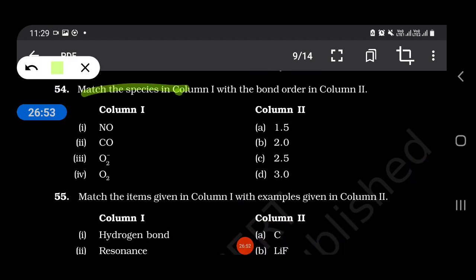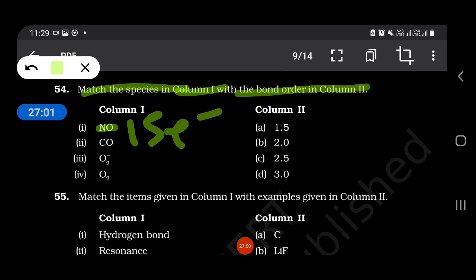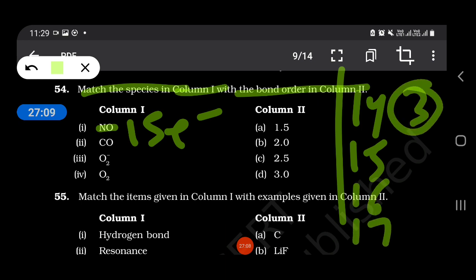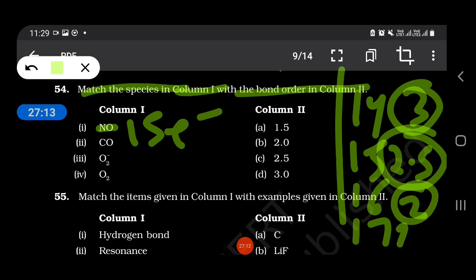Match the species in column 1 with the bond order in column 2. So NO is having 15 electrons. So it will be bond order for 14, 15, 16, 17: 14 is having 3, 15 is having 2.5, 16 is having 2, and 17 is having 1.5. So NO is having 2.5.